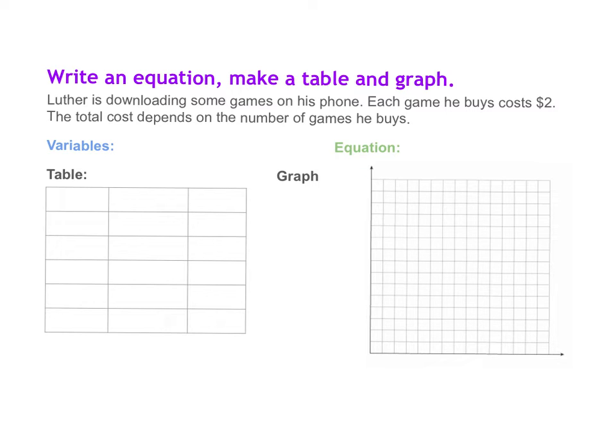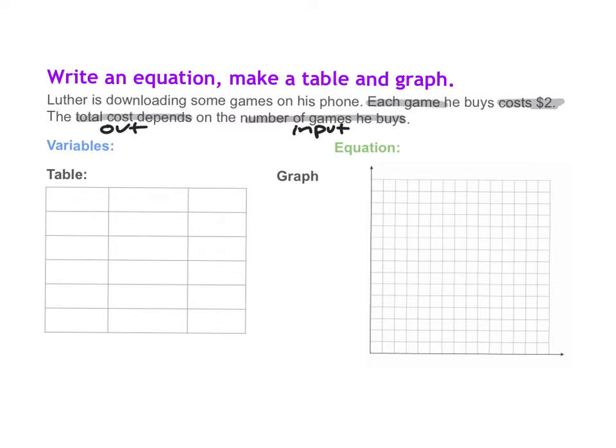So Luther is downloading some games on his phone. Each game he buys costs $2. So each game is $2. The total cost depends, so that means that's our output, right? It depends on something else. That depends on the number of games he buys. We're looking at games again here. So that's the input. Okay, so the total cost.